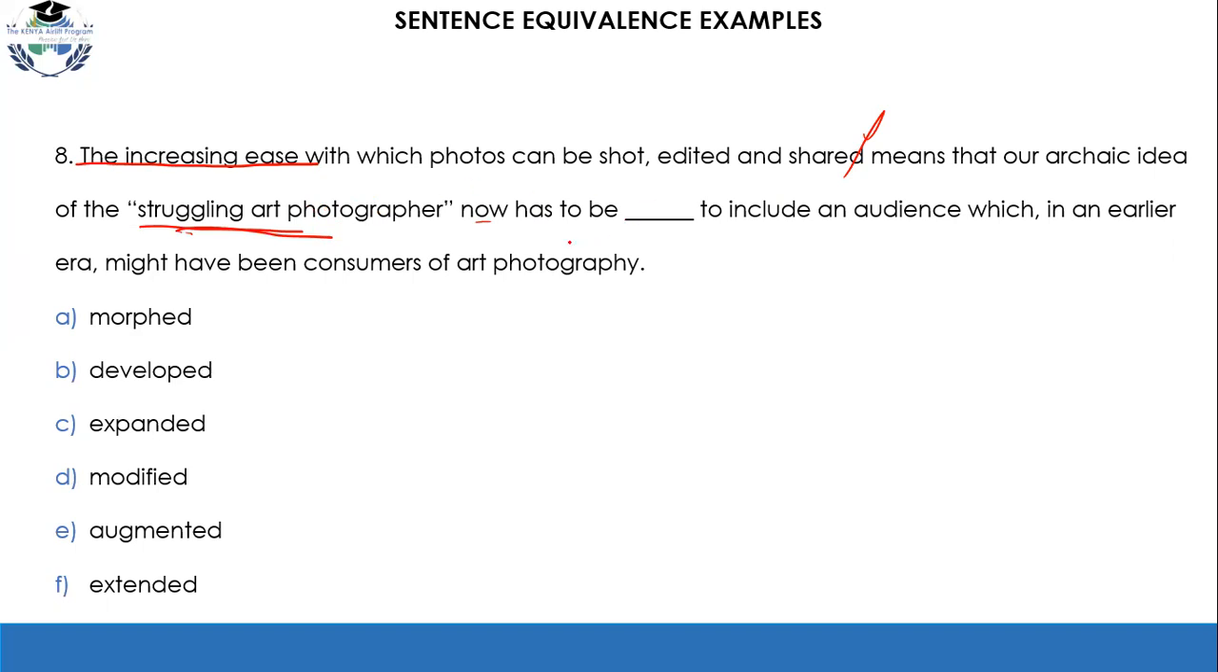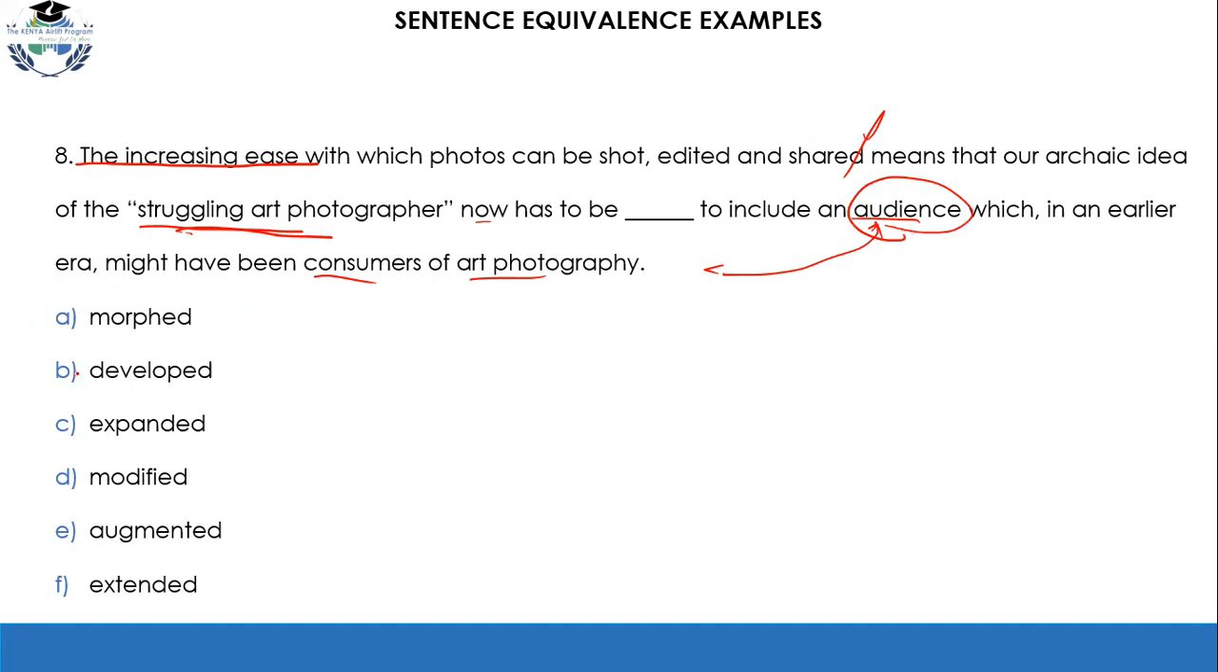what the struggling art photographer is, to include an audience with which an earlier era might have been consumers. So now the people who are initially consumers are also producers, right? Because of the ease with which photos can now be created, the consumers have also become producers. So we need to increase what struggling art photography is, to fit and include this audience. So let's look at these answers.